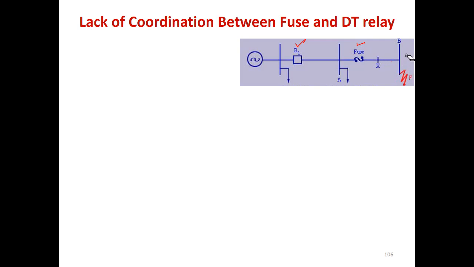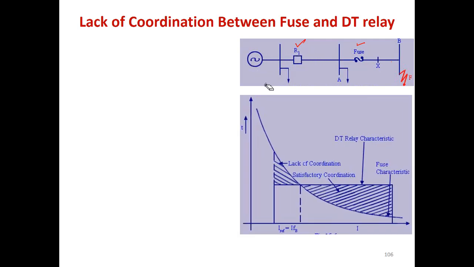Let us say the fault is at bus B, and the fuse will act as the primary protection for a fault at bus B, and this relay R1 will act as a backup for this fuse. If something happens and the fuse doesn't work, then R1 will give the backup. Let us see how there is a coordination mismatch.